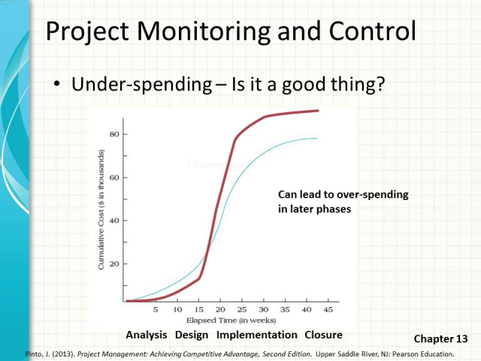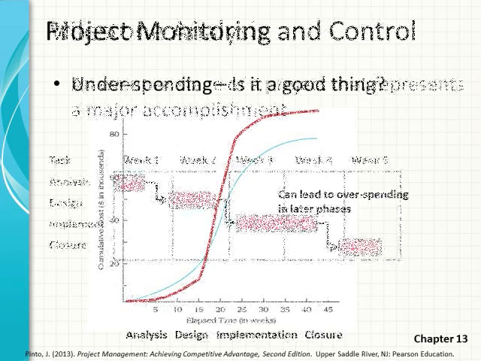What we'll often see in a project that's underspending in the analysis and design phase can lead to overspending in later phases, because we didn't properly do the requirements analysis or the proper design, and we're making up for it later in the project.